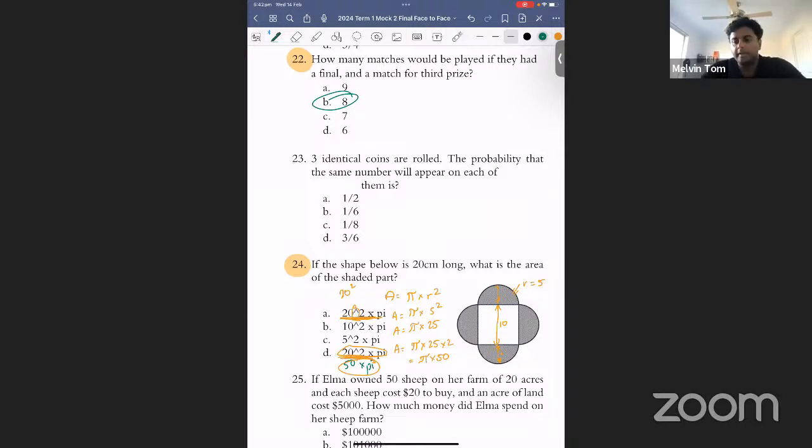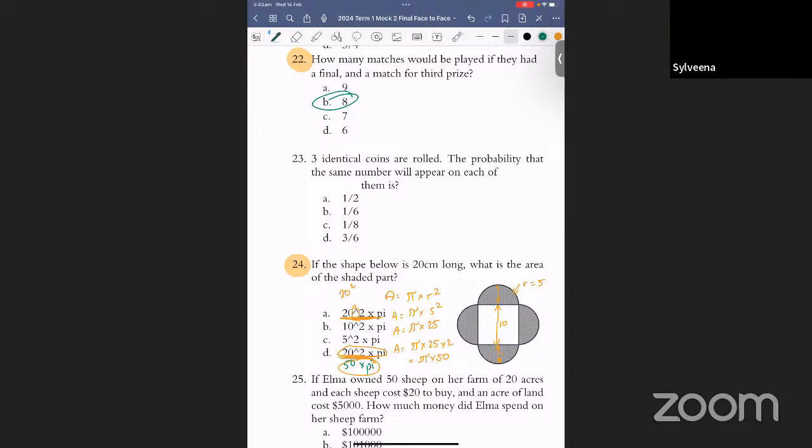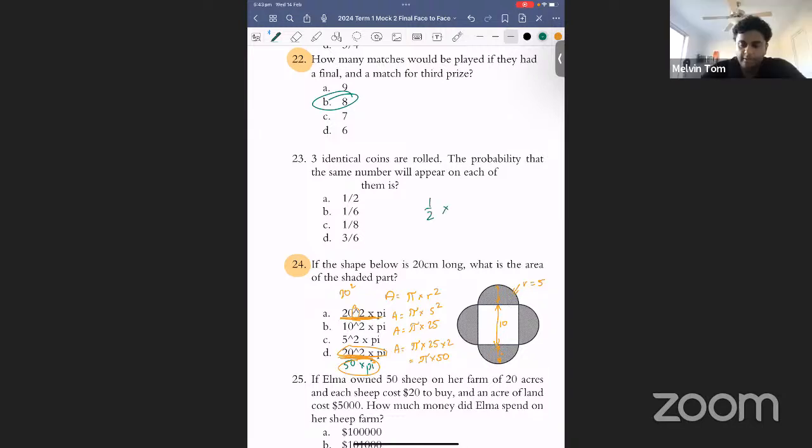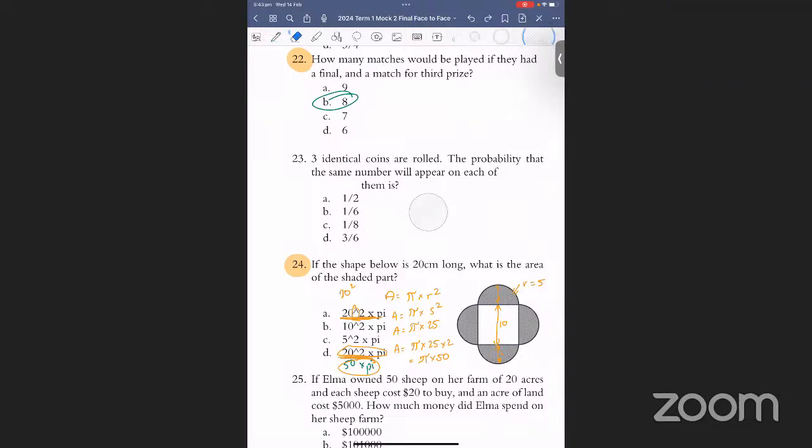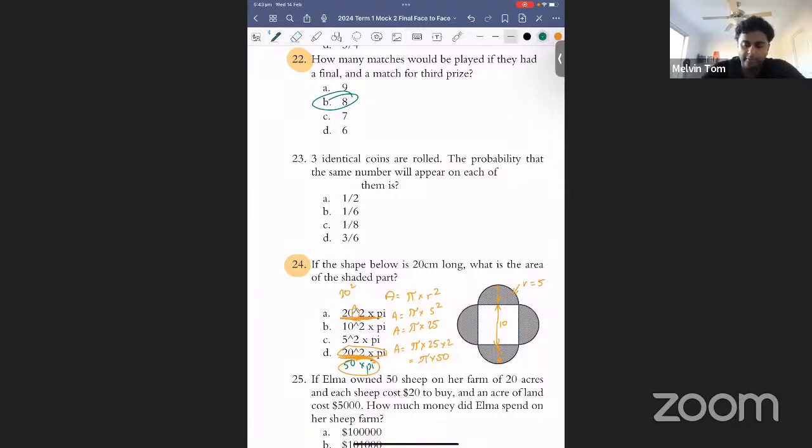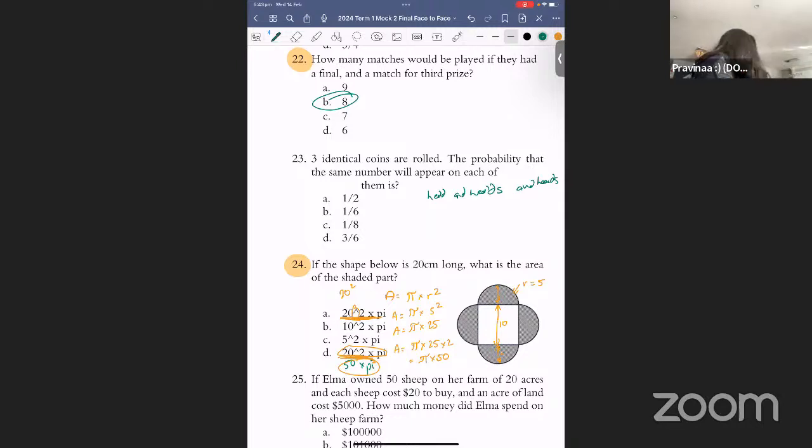So what's the probability of getting a heads in a coin toss, Sylvina? 1/2. Yep, or half. Now imagine you have to get the same again. If it's the same on each of them, you would say, I want to get a heads, and I want to get another heads, and a heads, and heads again.